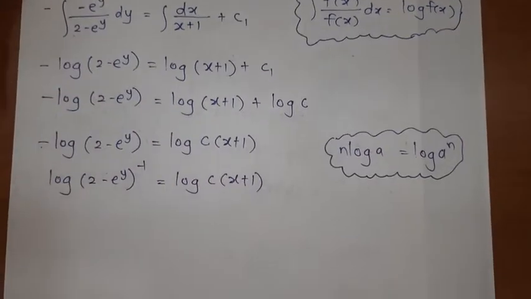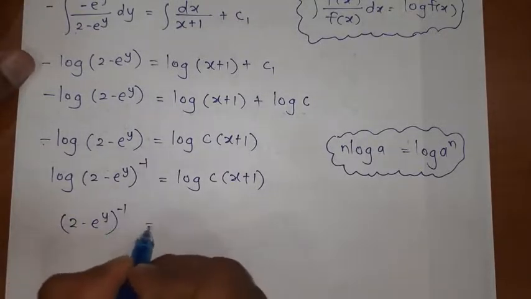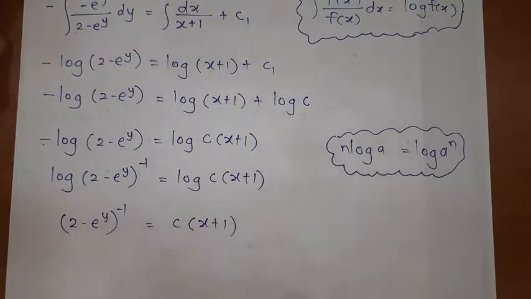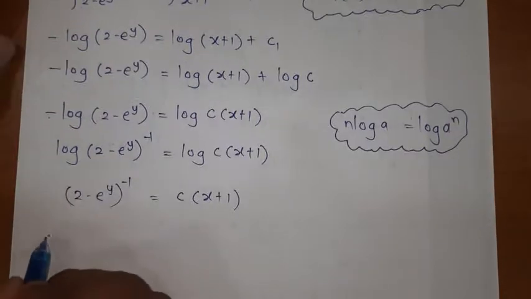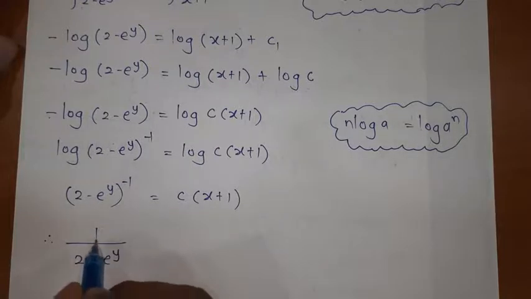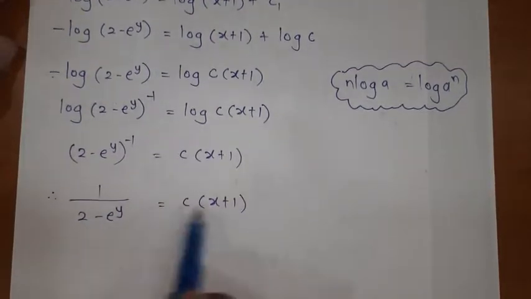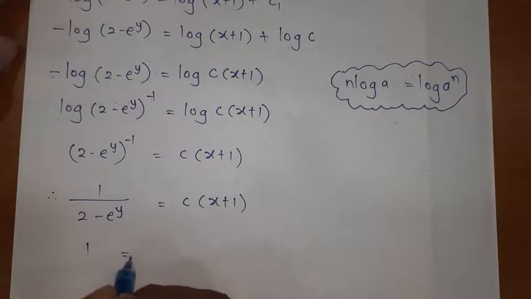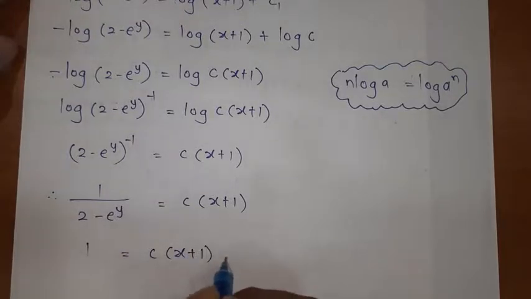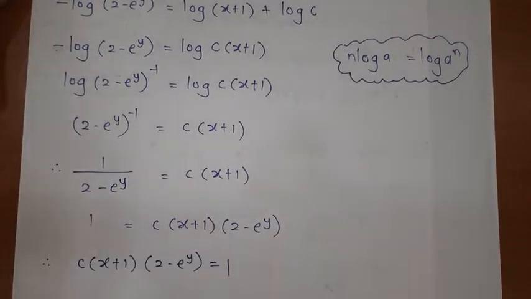So I can cancel log on both sides. So what will I get? 2 minus e raised to y, raised to minus 1, is equal to c x plus 1. See, it has a power of minus 1, so you can shift it to the denominator. So this is 1 upon 2 minus e raised to y, equal to c x plus 1. It is in denominator, you can shift it here, so it will be numerator. So 1 is equal to c x plus 1 times 2 minus e raised to y. Or simply this term I will shift to this side, is equal to 1. So this is the required solution of the given differential equation.